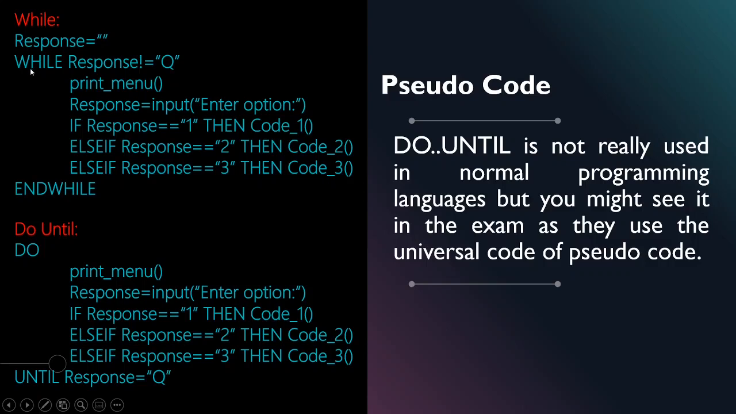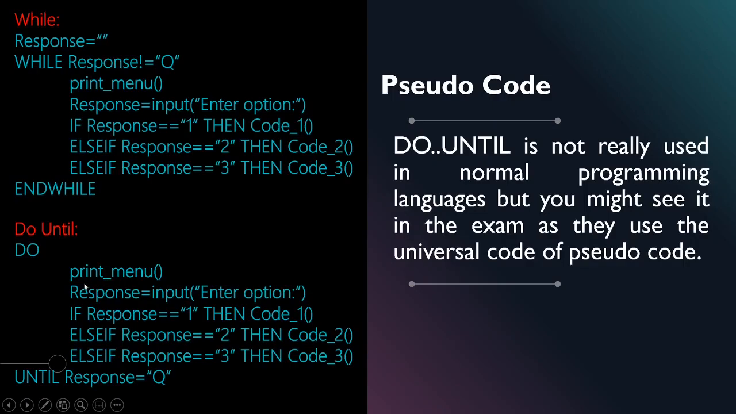So here is a while loop. The exact same thing as we saw before. And here's the do until version. So print menu, response equals input, and then until response is Q. That probably should be double equals, but anyway, the point is you get the gist of what it is. So do until is only used in pseudocode, maybe in the exam, but in Python you can't do it. So have a go at the worksheet, and then you can move on to the next task.